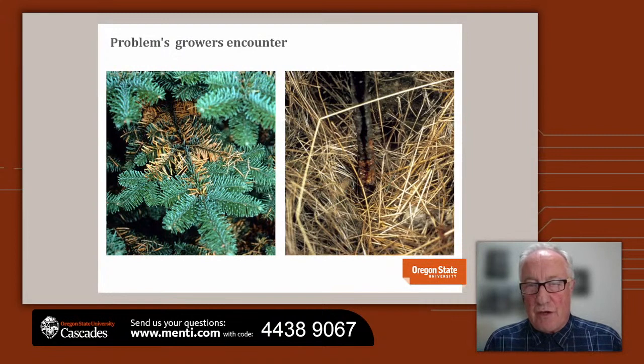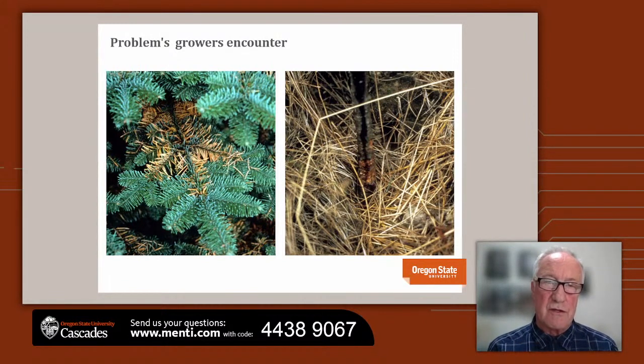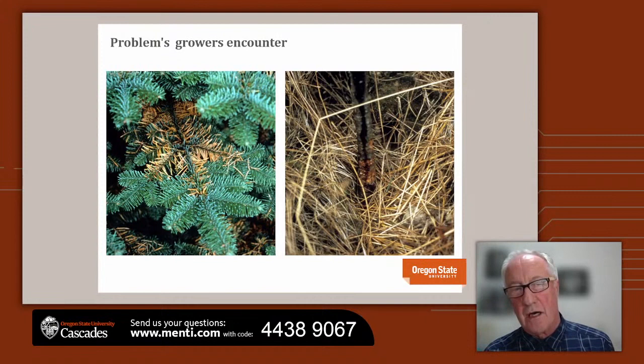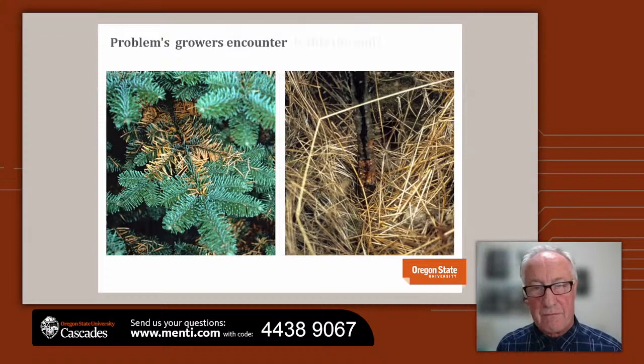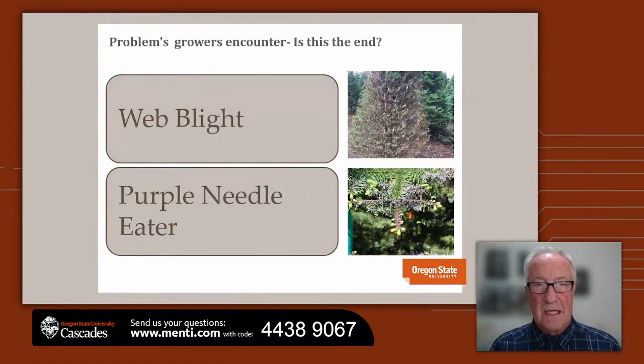Other problems that growers encounter are if the trees are too shaded and there's not good airflow, we get a lot of interior needles that turn brown and fall off. And if the field is too weedy, mice can be a problem girdling the trees, that you see on the right, where mice have been eating some of the bark off the trees, which will eventually kill the tree.